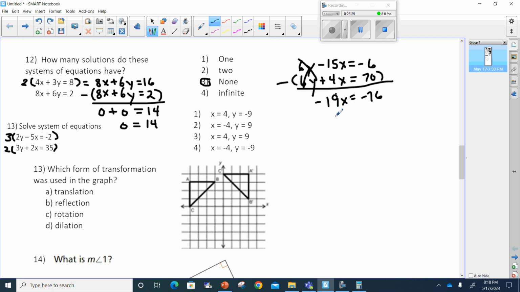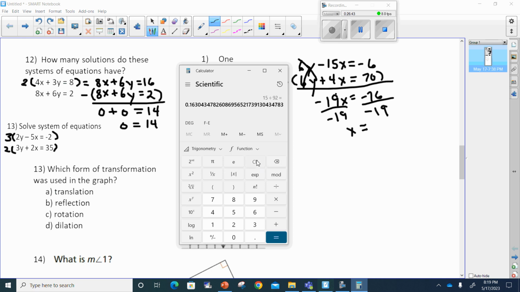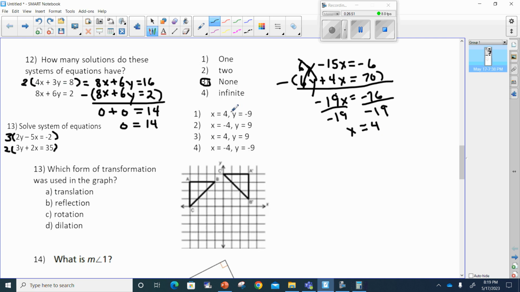And now I got to divide this by negative 19, which means I'll divide this by negative 19. X is by itself. And what is negative divided by negative? A positive. What is 76 divided by 19? Well, 76 divided by 19, that's 4. So X is 4. I know now that either number 1 is it or number 3. The other two have negative 4, so that can't be right.